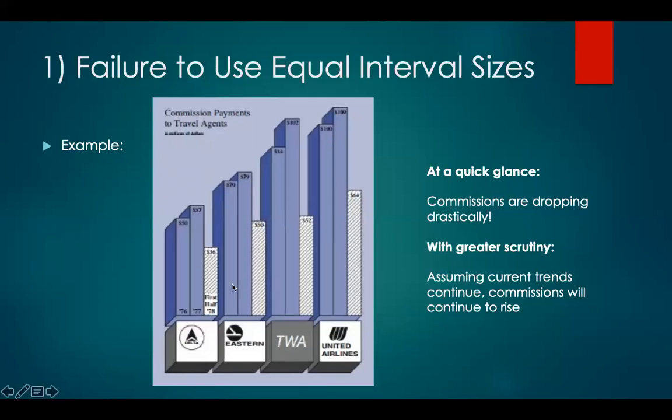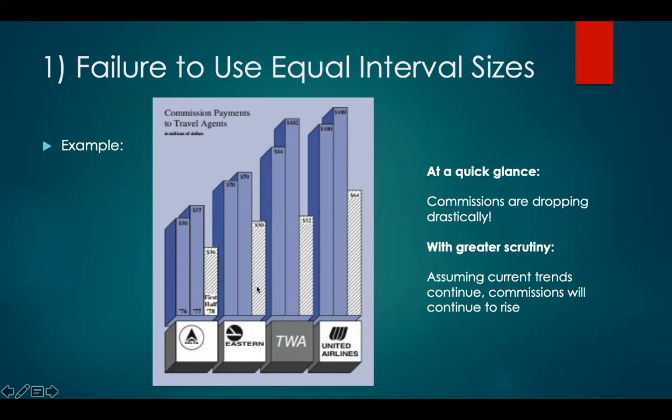So at a quick glance, if you look at this graph depicting the commissions to travel agents in 1976, 1977, and 1978, it seems that in 1978, this patterned bar, commissions are dropping drastically as compared to the previous 2 years. But if you apply some greater scrutiny, you can see that this pattern bar is only representing the first half of 1978, whereas these solid bars are representing the entire years, 1976 and 1977.